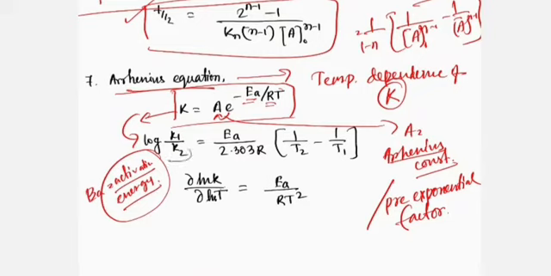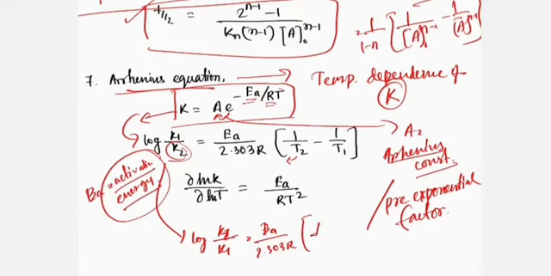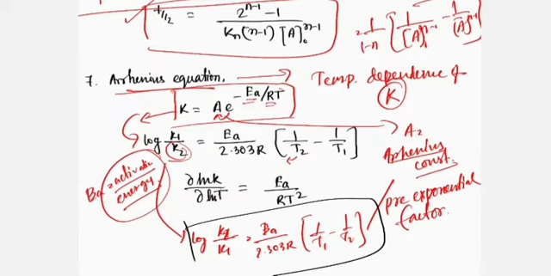So you are writing K2 below, right? You will write T2 first. So if you have written log K1 by K2, then this equation will become Ea by 2.303 R, and as you have written K1 here, you will write T1 here and T2 here. So the equation would eventually become this. Whatever you write in the denominator, you will write it first in the bracket, right?